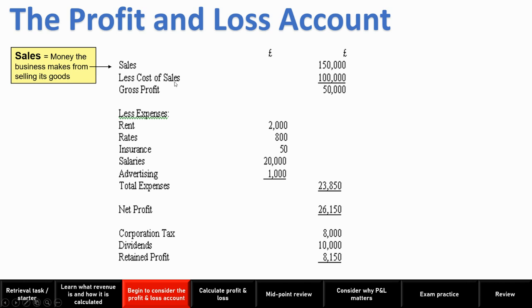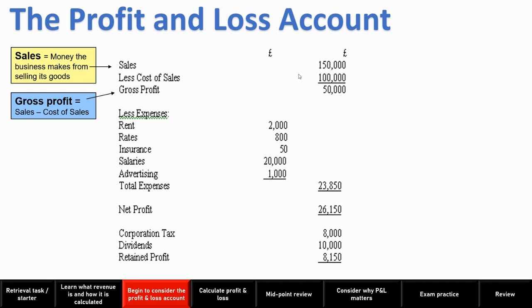Now, selling the monitor isn't free. You've got to make the monitor. So you've got to buy the plastic, the metal, all of the different wiring, and you've got to pay some workers to put all the pieces together. So to make £150,000 worth of sales, it's cost us £100,000 in supplies. So what I can now do is work out the gross profit. And as you can see here, it's sales 150 minus 100 leaves us with £50,000 gross profit.